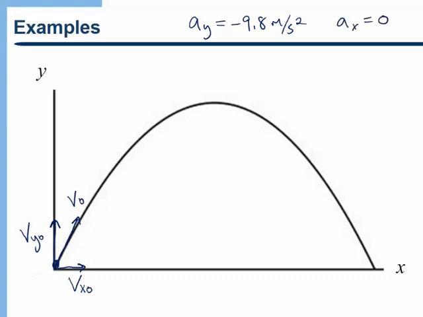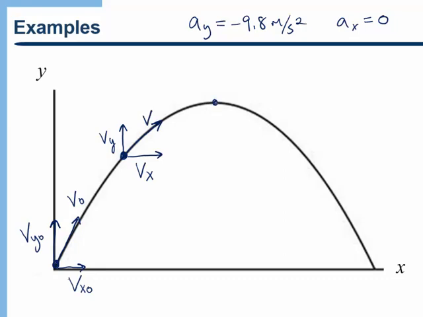Since there's no acceleration in the x direction, no matter where we look at the object on its path through the air, the x component of the velocity doesn't change. So this component of the velocity in the x direction, vx, is the same as vx0. However, in the y direction, the velocity is decreasing because the object has a negative acceleration. So again, here would be v, vy, and vx.